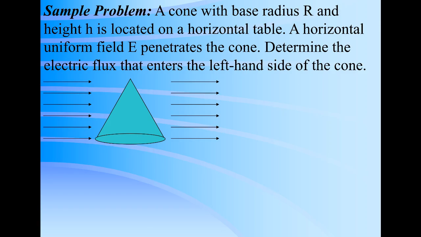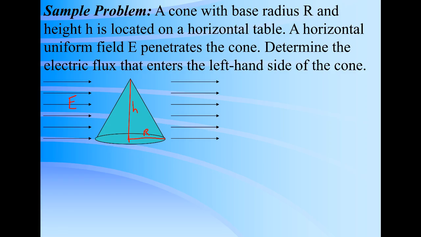So here's another example problem. Let's say we have a cone with base r and height h. It's located on a table and a field E goes through the cone. Determine the flux that enters the left-hand side of the cone.